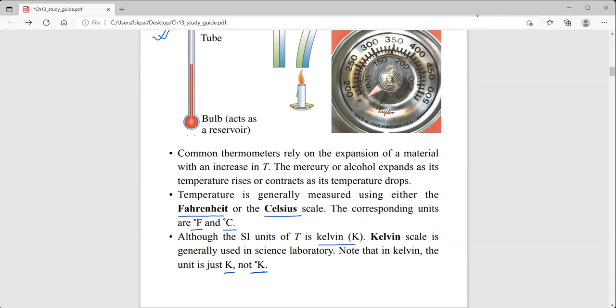So for temperature in Kelvin, for example, if it is 100 Kelvin, we just write 100 Kelvin, not 100 degree Kelvin, okay? But in degree Celsius or in degree Fahrenheit, we have to explicitly say 100 degree Fahrenheit or 100 degree Celsius. Okay, so remember that.